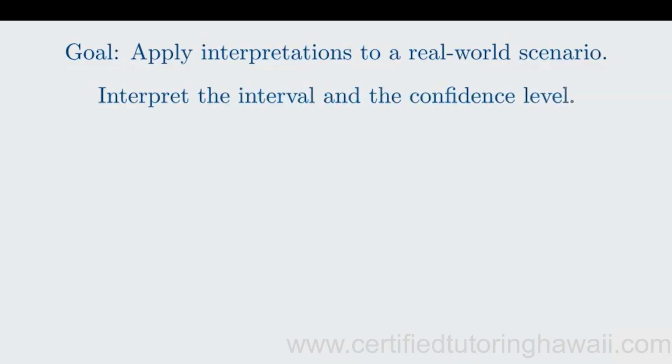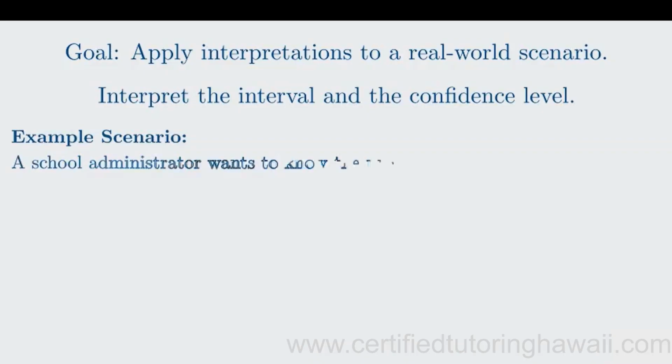Let's put this into practice with a worked example. This will help you see how to apply these interpretations in a real AP-style scenario. Our goal is to correctly interpret both the interval and the level for a specific study. A school administrator wants to know the proportion of students who support a new dress code. A random sample of 100 students is taken.